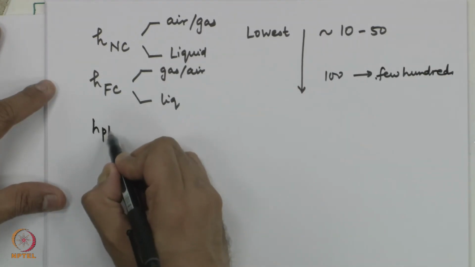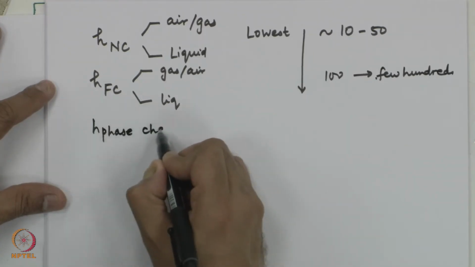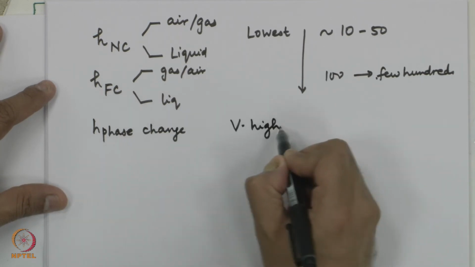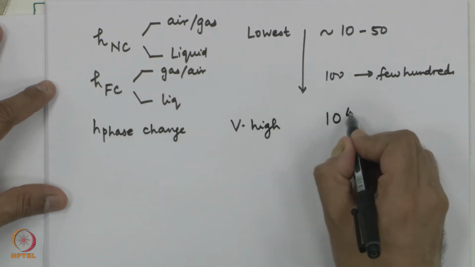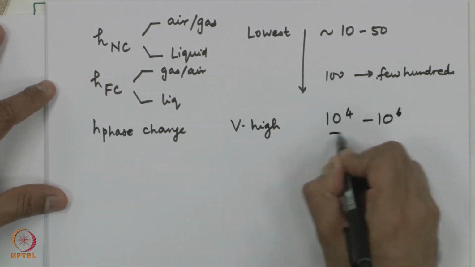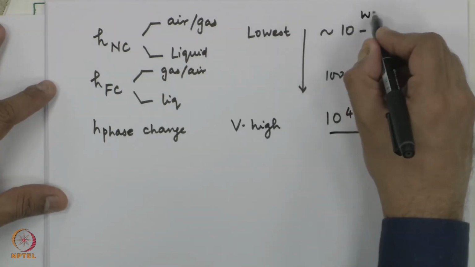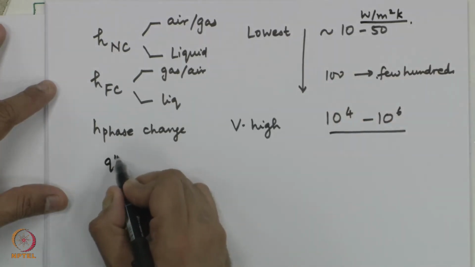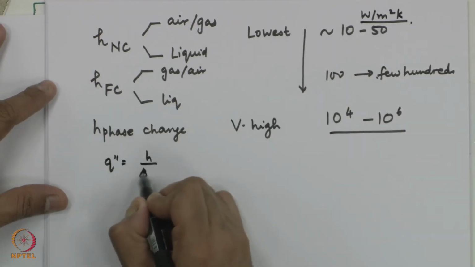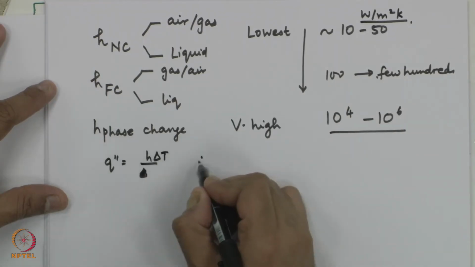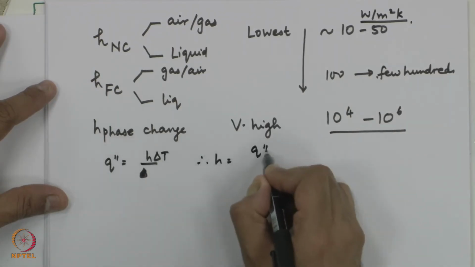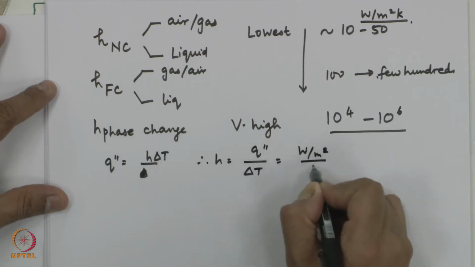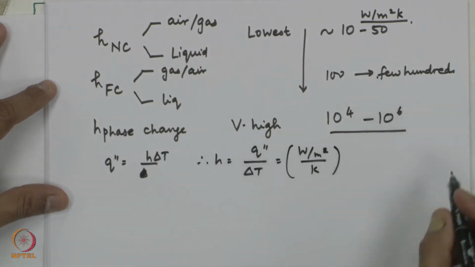Medium. Very high. Phase change or boiling heat transfer is of the order of 10 to the 4 to 10 to the 6 SI unit, watt per meter square Kelvin. I am sure this Q double prime is equal to H into delta T. Therefore, H is equal to Q double prime by delta T. The units are watt per meter square divided by Kelvin, which is what it is.